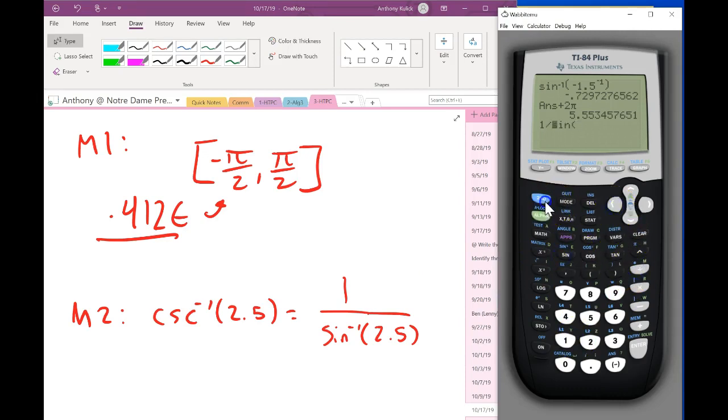Oops. Sine inverse. Uh-oh. Okay, so the error says domain. What's wrong with that? What's the domain for sine inverse? We just wrote it down earlier.